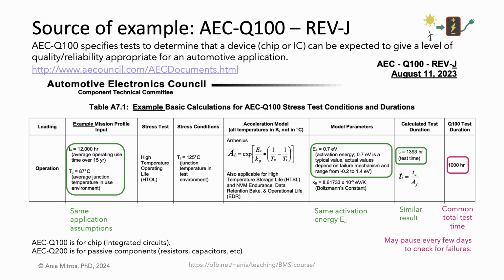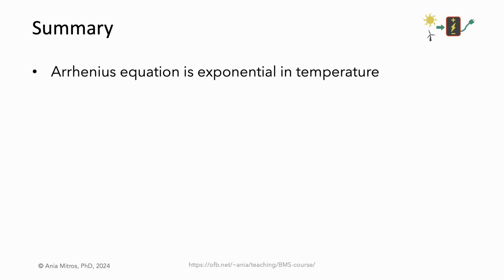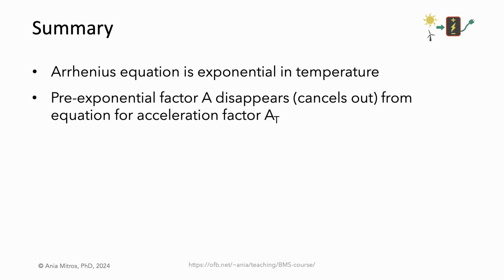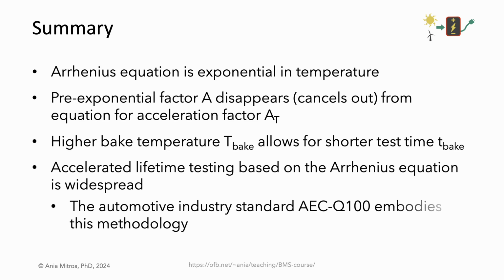In summary, in this last section, we saw that the Arrhenius equation is exponential in temperature. The pre-exponential factor A disappears or cancels out from the equation for the acceleration factor AT. A higher bake temperature T bake allows for shorter test time, little t bake. Accelerated lifetime testing based on the Arrhenius equation is widespread. The automotive industry standard AEC-Q100 embodies this methodology for accelerated lifetime testing, including the common 1,000-hour bake time.